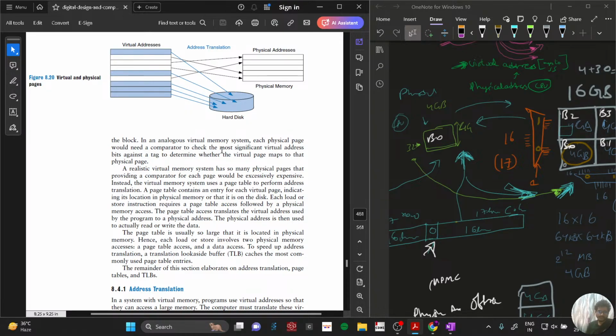In an analogous virtual memory system, each physical page would need a comparator to check the most significant virtual address bits against the tag to determine whether the virtual page maps to a physical page. Okay, there are some tags for data that are present in secondary storage. So when I try to access that particular page or some data in the secondary storage, those will be cross-checked, or is it virtual memory?